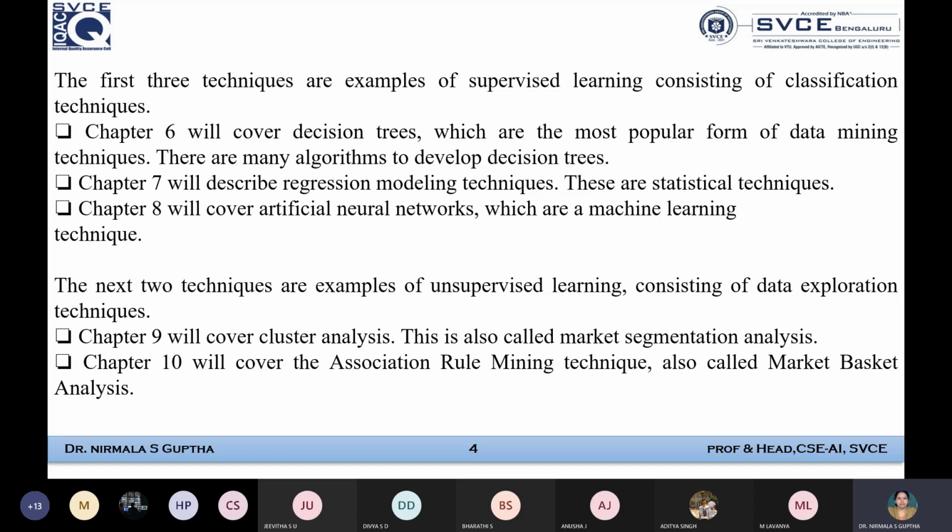The next 2 techniques are chapter number 9, which covers cluster analysis, and chapter number 10, which covers association rule mining. This is unsupervised learning, which helps us do the exploration of the data. So here we touch upon classification, and there we touch upon the data exploration part. Like this, the whole module comprises 5 important data mining techniques, both supervised and unsupervised. It is a recap from yesterday's class.